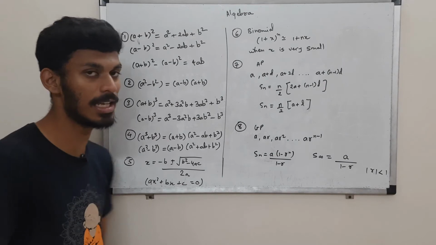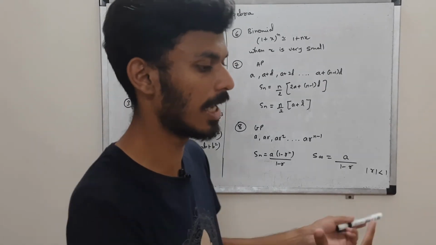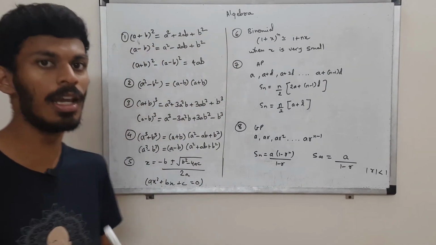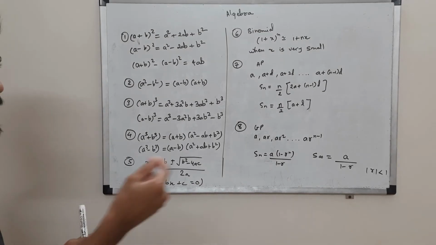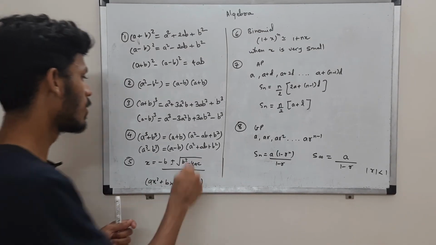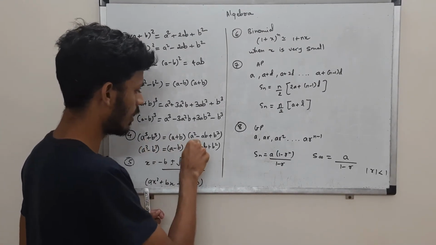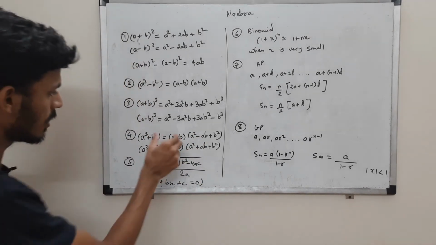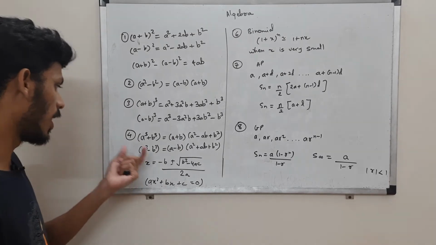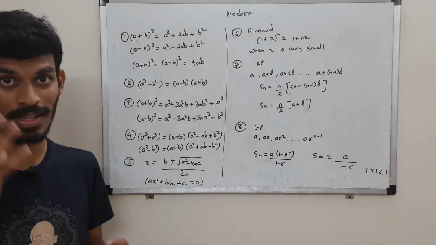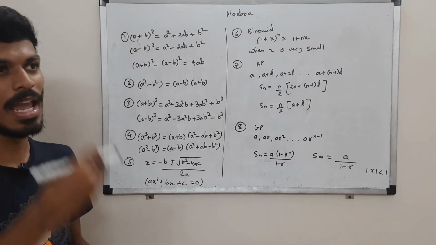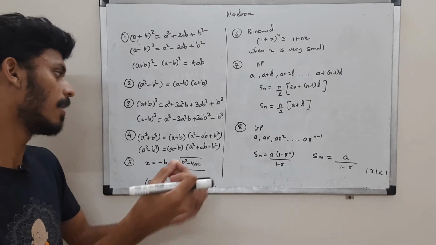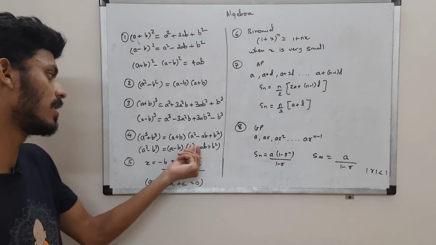Now fourth one is a cube plus b cube. That can be factorized as a plus b into a square minus ab plus b square. So here if you have plus, here it will be minus. Here if you have minus, here it will be plus. So this is a factor of this. So a cube minus b cube, one factor is a minus b, the other factor is a square plus ab plus b square. When this is minus, this is plus.